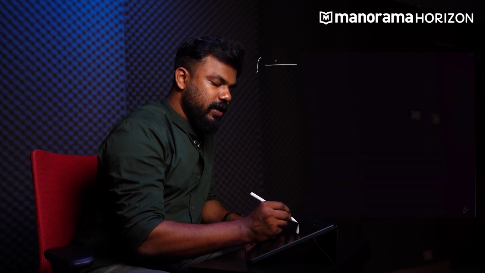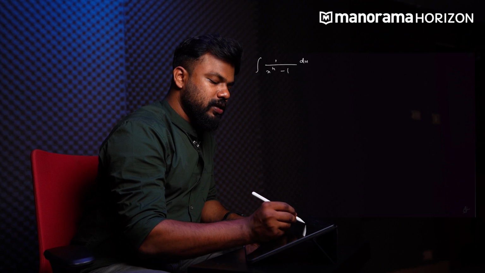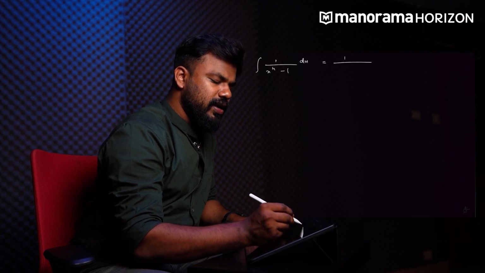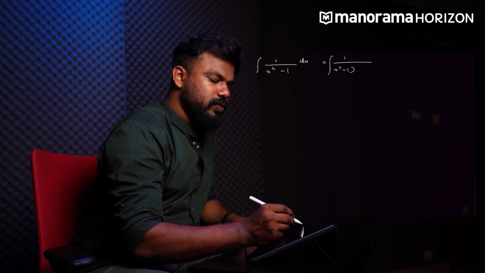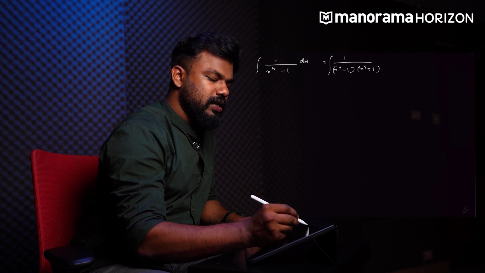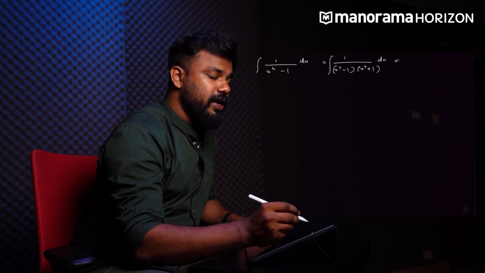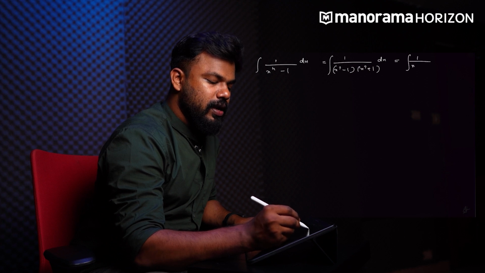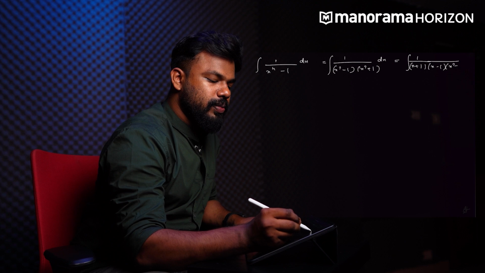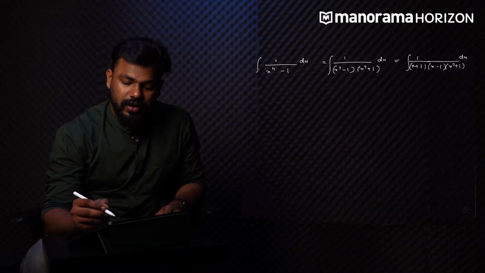So we have a question over here, integral 1 by x raised to 4 minus 1 dx. So this x raised to 4 minus 1, I can write it as integral x square minus 1 into x square plus 1 dx. Yes. And also this x square minus 1, I can write it as x plus 1 into x minus 1, so 1 by x plus 1 into x minus 1 into x square plus 1 dx. So, okay, this is one way that I can write.